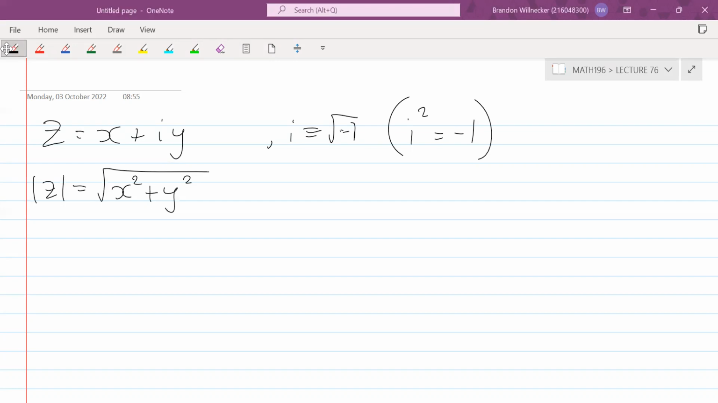We also had this other operation, the complex conjugate, given by z star, or you might see z bar. Just different symbols for the same thing. What we do is we replace i with -i. We call that complex conjugation. So if z is equal to x plus iy, then z bar, or z star, the complex conjugate of z, is x minus iy.